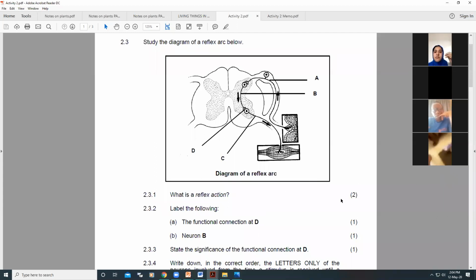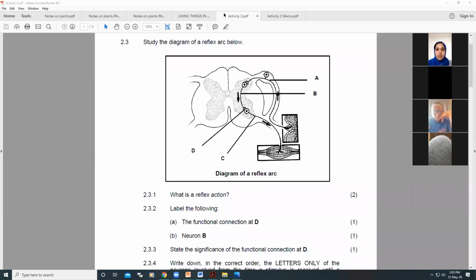Okay, so we get now to the questions. The first question is saying, what is a reflex action? So basically we're asking you to define a reflex action here. And as we go along, you can see what's the next question. So you can start typing your answer in advance, which will just speed things up a bit.